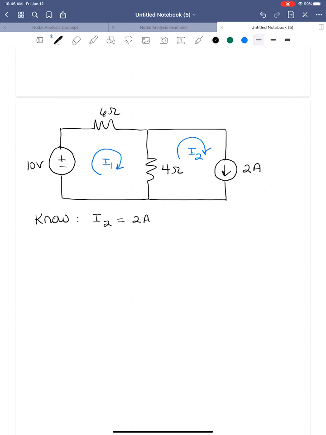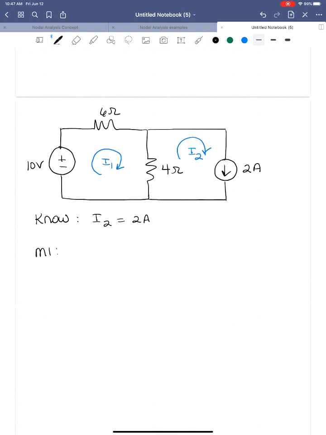Just like in nodal analysis, when we did a couple of examples where we knew what the node voltage was, we didn't have to write a nodal equation in order to solve for the other node voltages in the circuit. Same thing here. If we know I2, we don't need an equation for mesh 2 in order to solve for I1, the mesh current I1. So we are only going to need the mesh 1 equation.